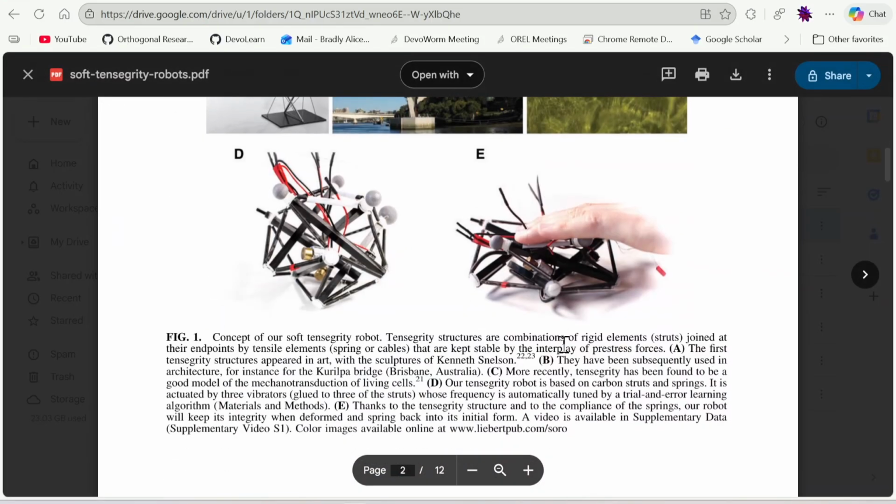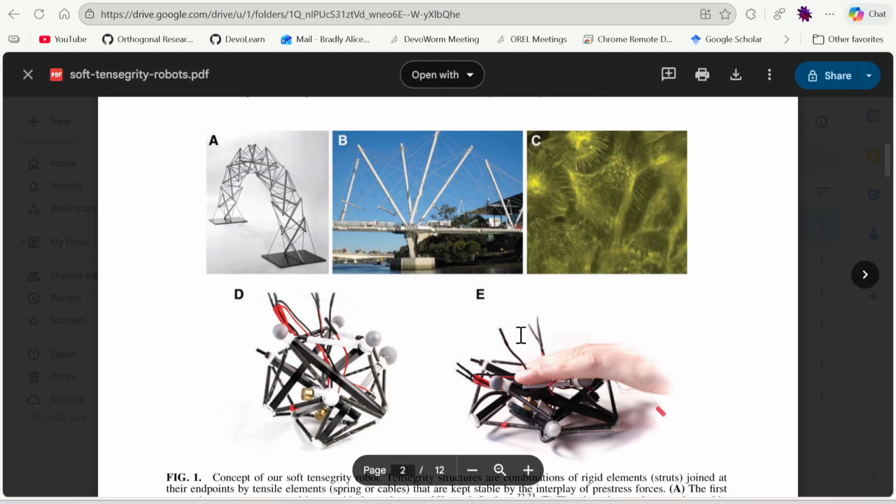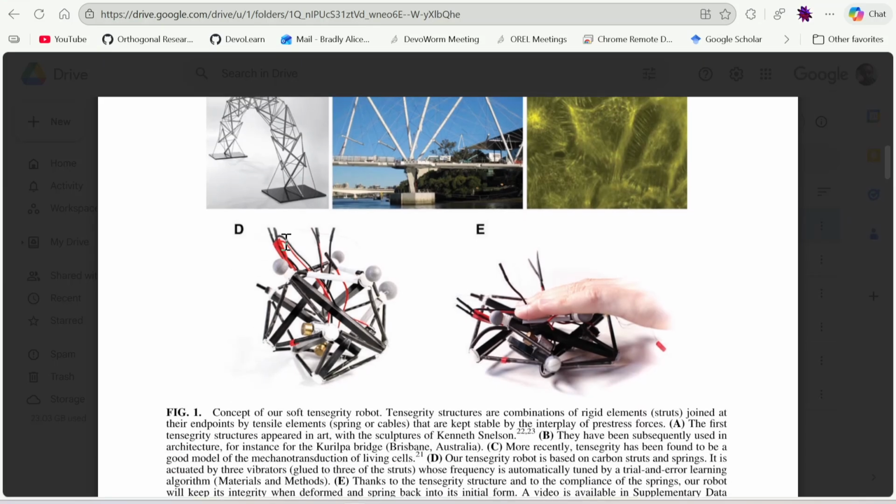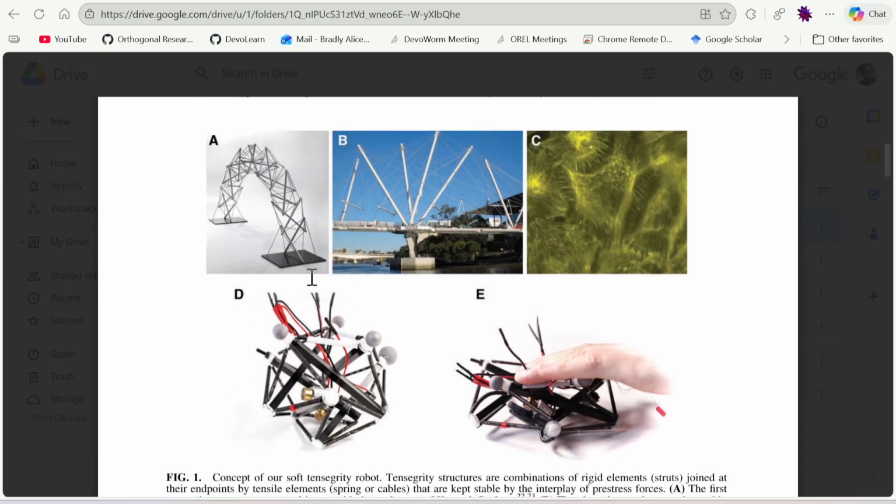And so this is a soft tensegrity robot. They have some figures here where they show tensegrity structures, and then they show their robot that they've built. So in A, we have this mechanical structure, which is purely mechanical. There's no soft aspect to this, no biological aspect. These are bridge constructions. So this is one aspect of a tensegrity arch. This is another aspect of a tensegrity structure in bridge building, where they have to maintain loads, as well as stability under environmental forces like wind and maybe even being struck by something.